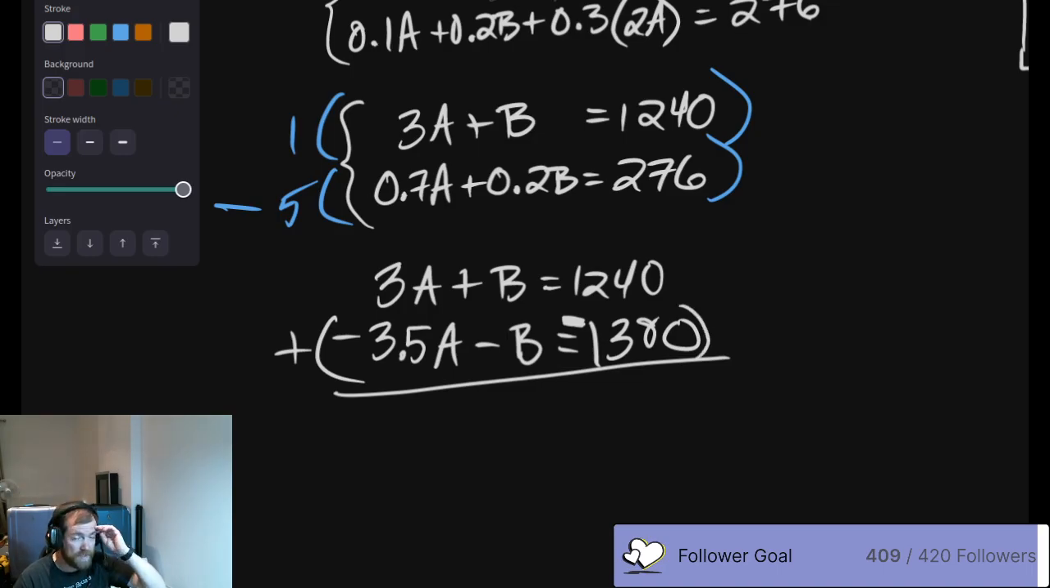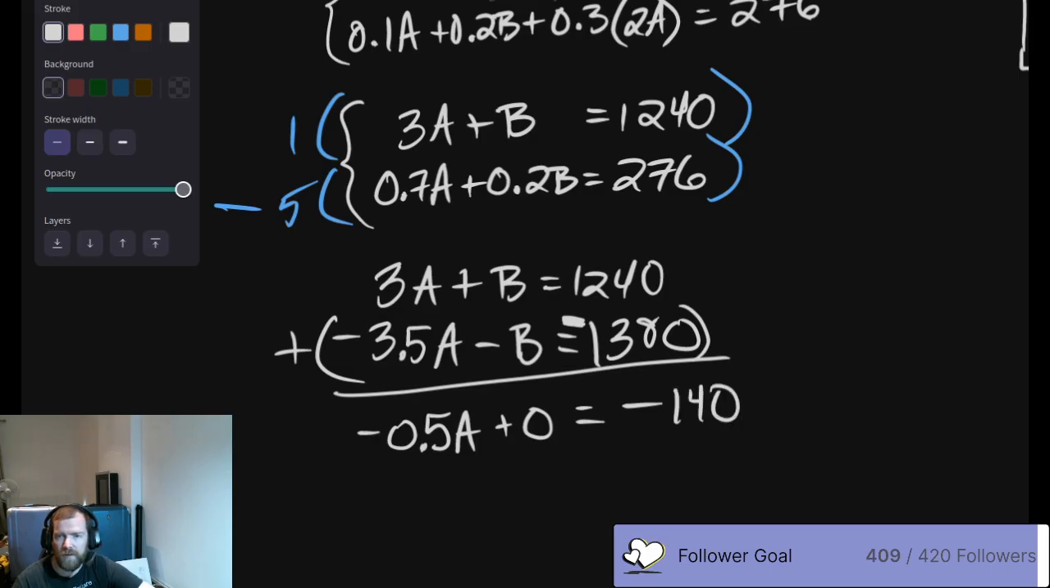Then, when we take our equations and add them, all of our a's, b's, the equality sign, and the constants are in the same locations, so we can just add straight down. This is going to get us negative 0.5a plus 0 is equal to negative 1380 plus 1240, which is negative 140. And then we can divide by negative 0.5, or it's a negative 1/2, so multiply by negative 2. When you multiply by negative 2, a is going to be positive 280.